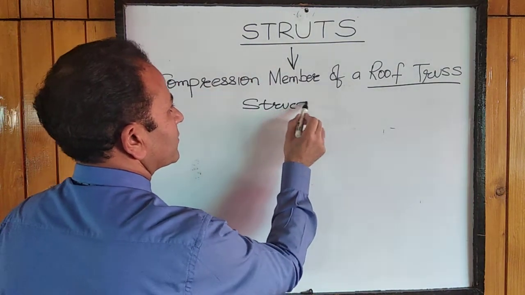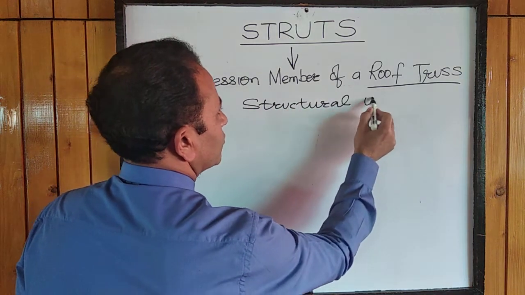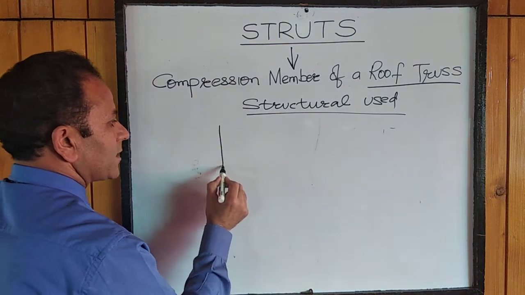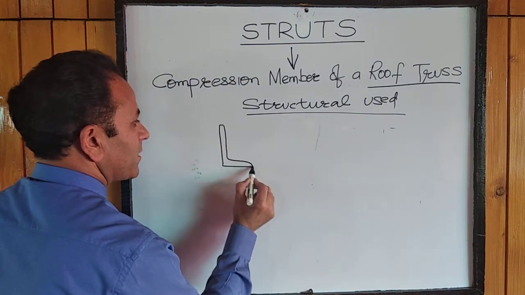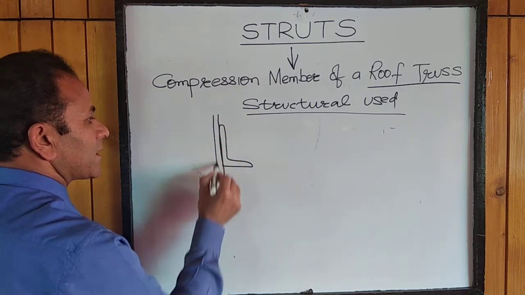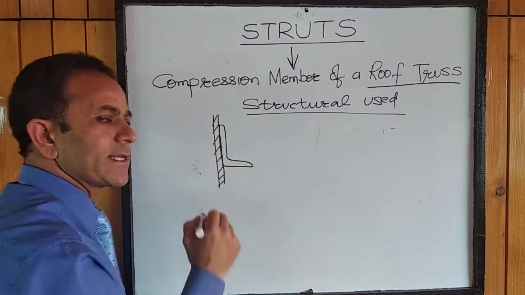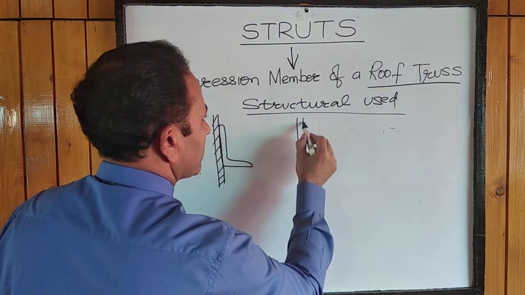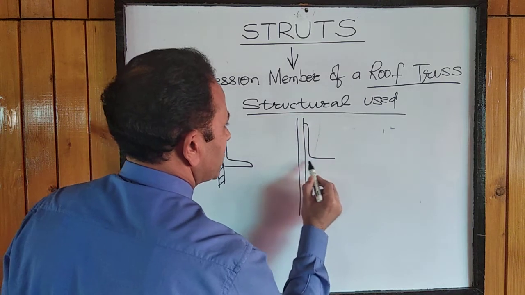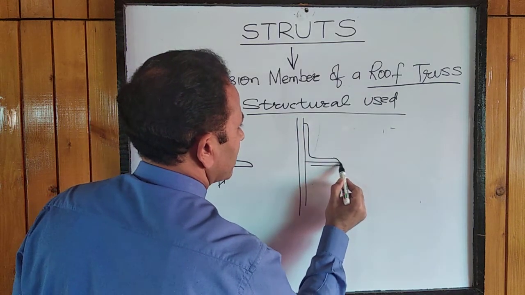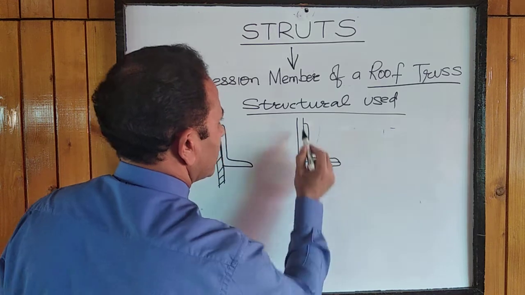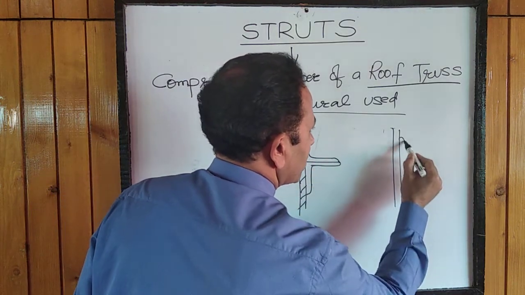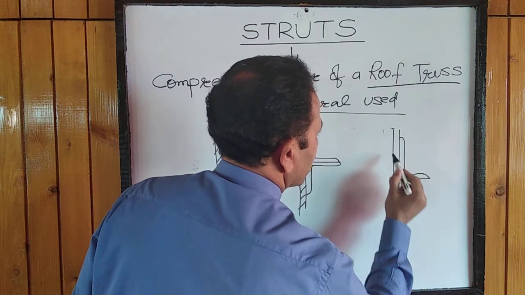The common types of structurals used as a strut include a single angle section which is connected to the gusset plate, maybe equal or unequal as the case may be. This is a single angle section used as a strut. We may use a double angle section which may be connected to the same side of the gusset plate like this, or it may be connected to either side of the gusset plate. So this will appear like this.